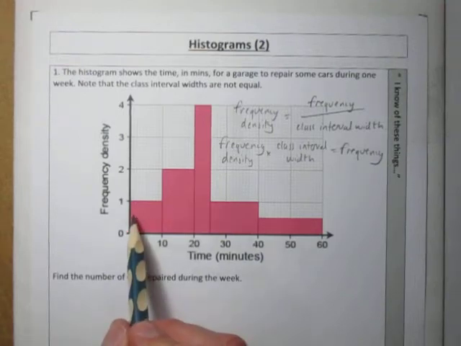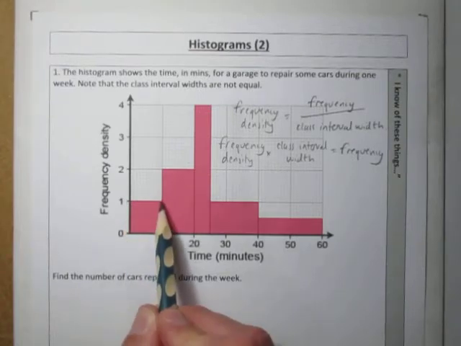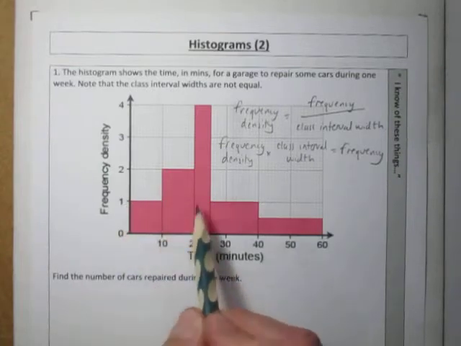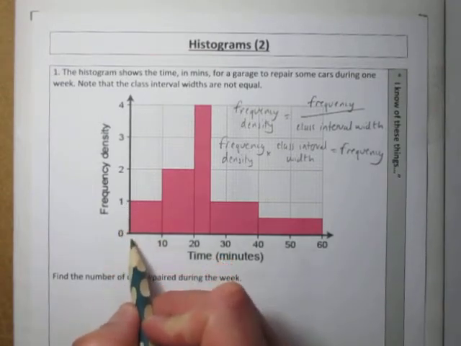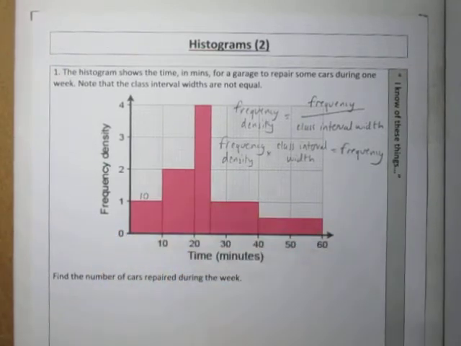You'll notice from this histogram that if we're timesing the frequency density by the class interval width, what we're doing is basically finding the area of the bar. In other words, the area of each of these bars represents the frequency of the cars repaired in that particular class width. So, if we do that for each bar in turn, 1 times by 10 gives us 10 cars were repaired that took between 0 to 10 minutes.